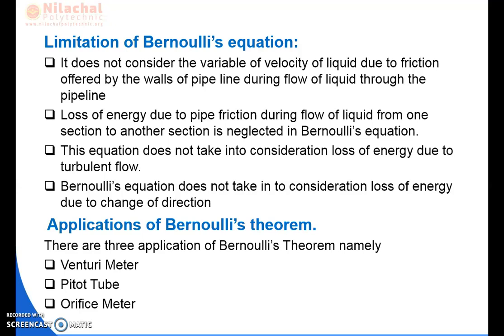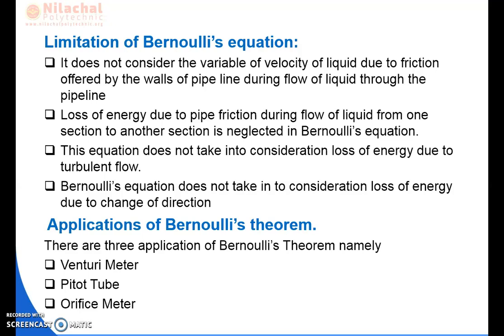While the liquid flows inside the pipe, Bernoulli's equation does not consider the force of friction offered by the wall of the pipe during the flow of liquid through the pipeline. Due to this force of friction, a variation in the velocity of the liquid takes place. That is also not considered in it.